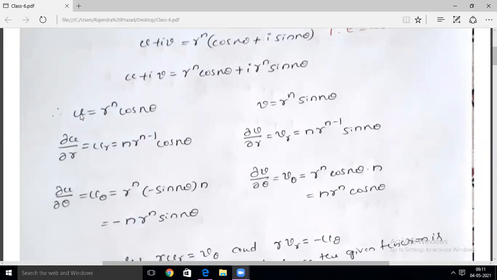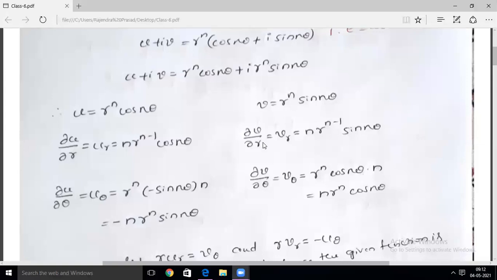So next, u function with respect to theta partially, r is treated as a constant. So r power n keep as it is. We have to differentiate cos n theta, differentiation minus sin n theta into n theta differentiation n. So this can be written as minus n into r power n into sin n theta. So this is what u theta or del u by del theta. Next, similarly, v function with respect to r partially.